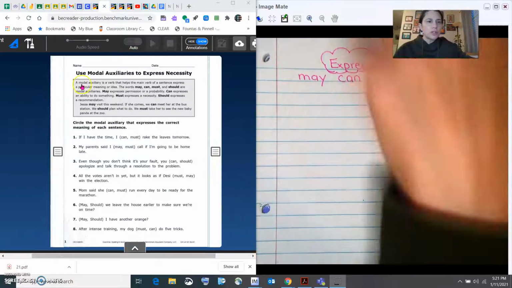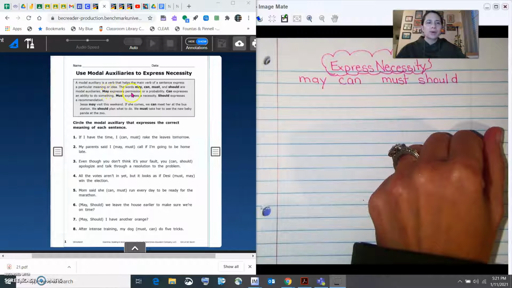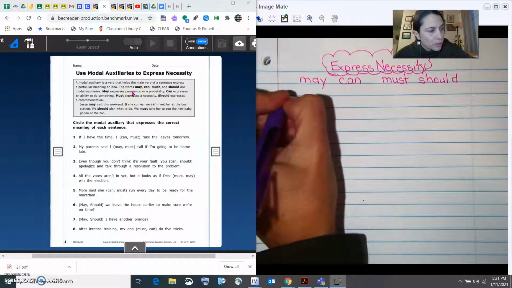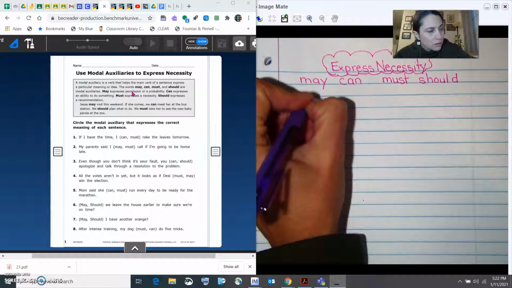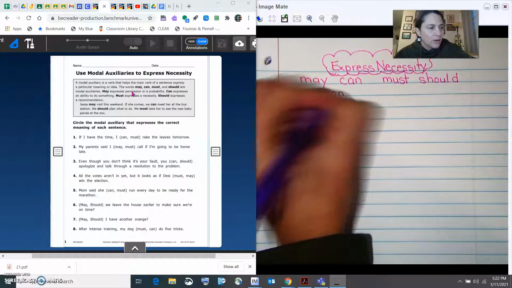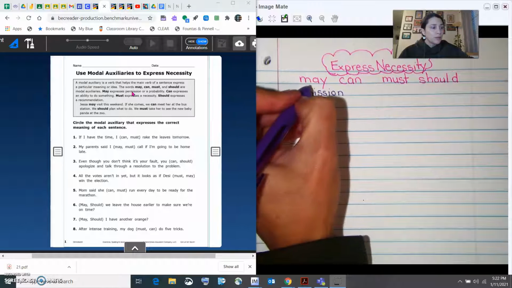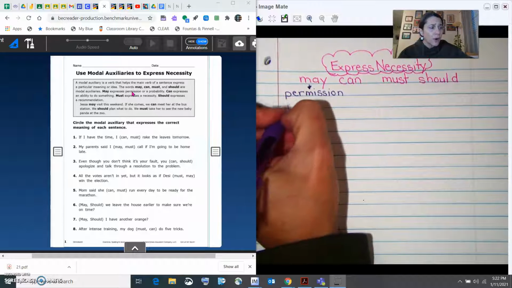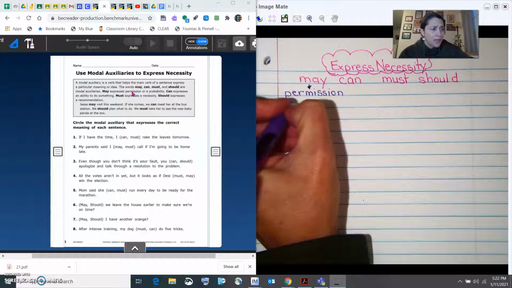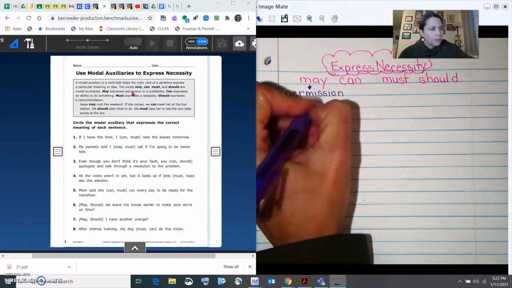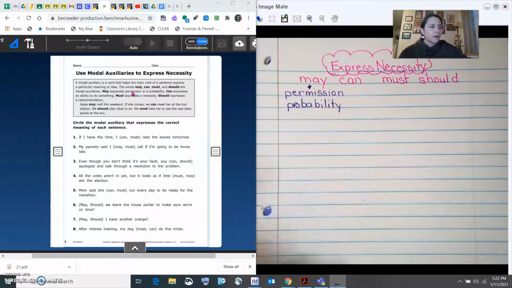Okay, so according to right here, it says may expresses permission or probability. So may, you're asking permission. And this is why sometimes when you say, can I go to the bathroom, someone might say, I don't know, can you? And then you have to change it to, may I go? So may is when you're asking for permission. Or the other word is probability. Like it may happen, it may not happen. We just don't know. Probability.